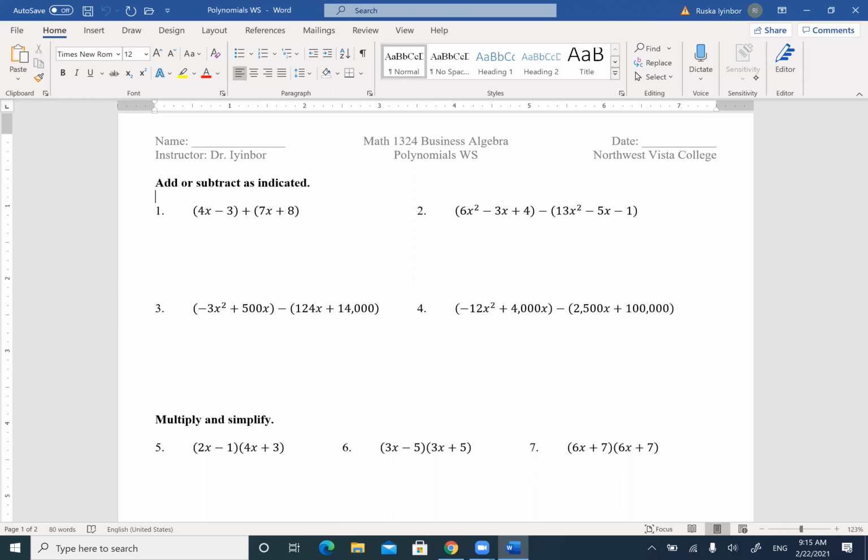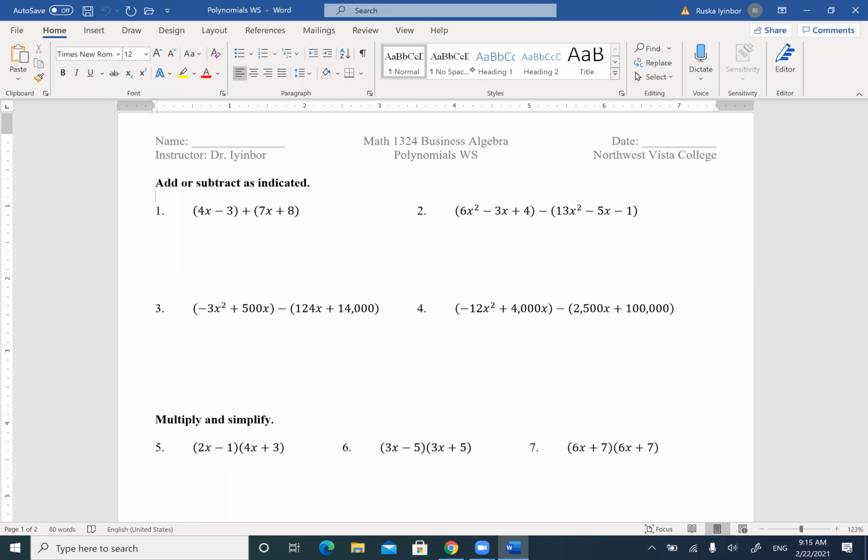We're going to go over polynomials and we're going to do some basic operations with polynomials. So what is a polynomial first? A polynomial is an expression with numbers and x with exponents. So it's a combination of all these different terms.